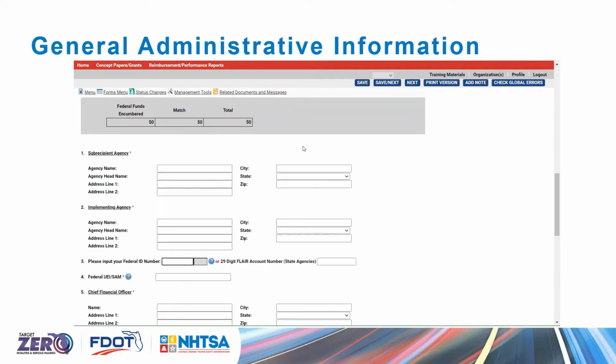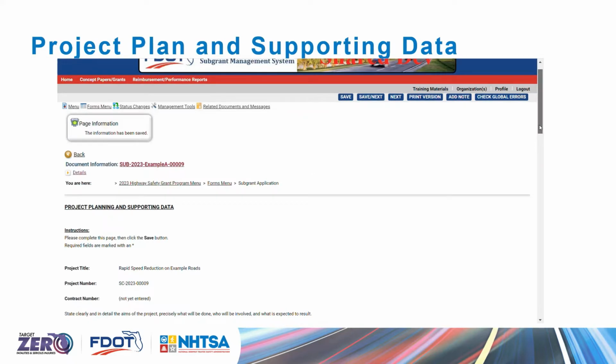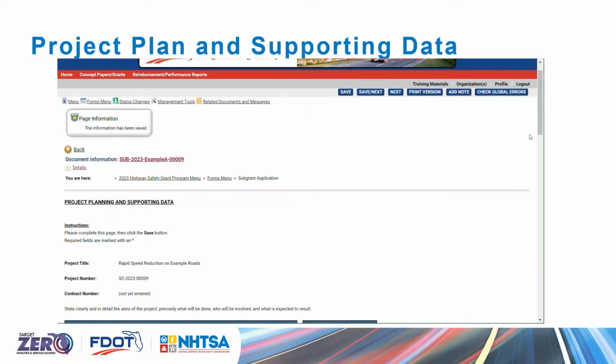As always, save and save often. In this case, we're going to save and next to move to the next form in the document. Clicking Save Next or Next will navigate you to the second form in the subgrant application, which is the Project Planning and Supporting Data form.